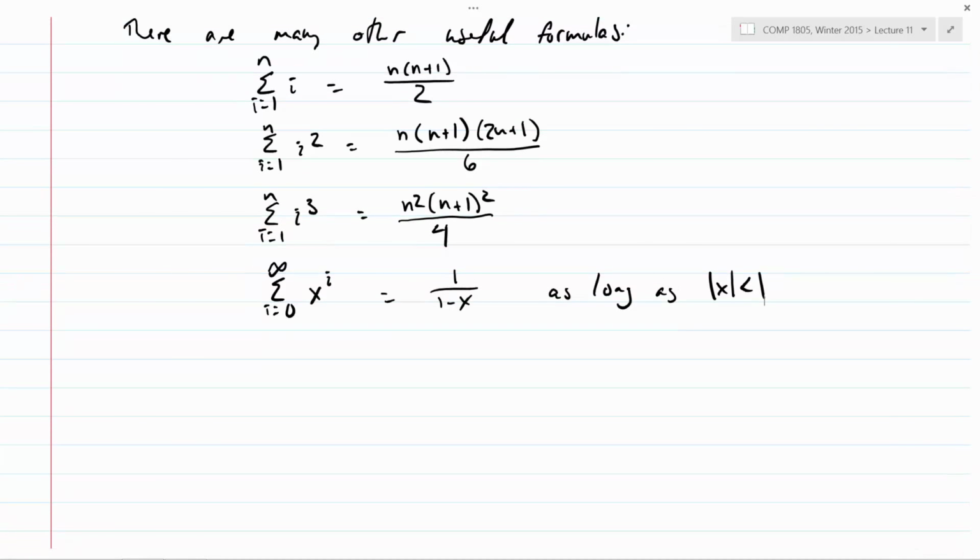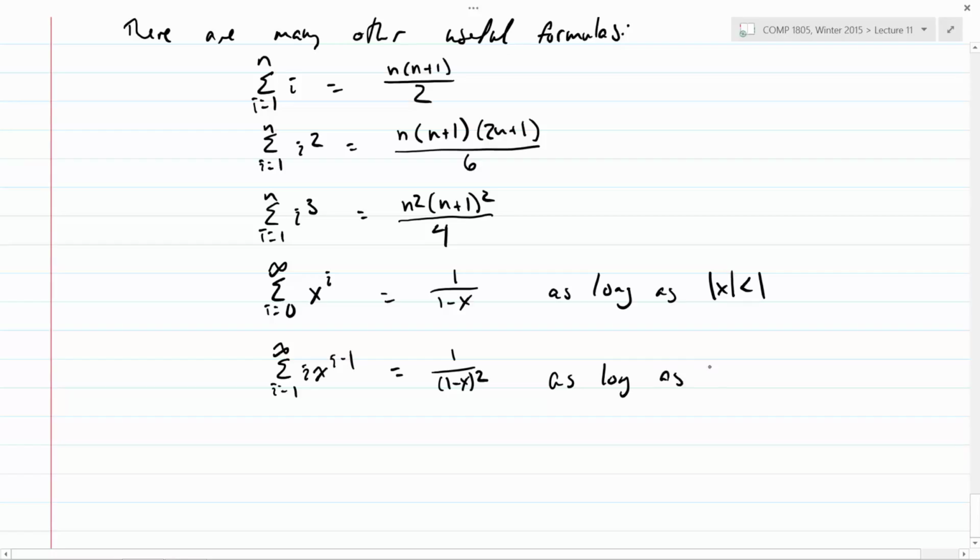Another interesting infinite sum is the sum from i equals 1 to infinity of i x to the i minus 1, which is equal to 1 over (1 minus x) squared. Again, that's only when the absolute value of x is less than 1. Does anyone see why the last one is true, given that the second from last one is true?